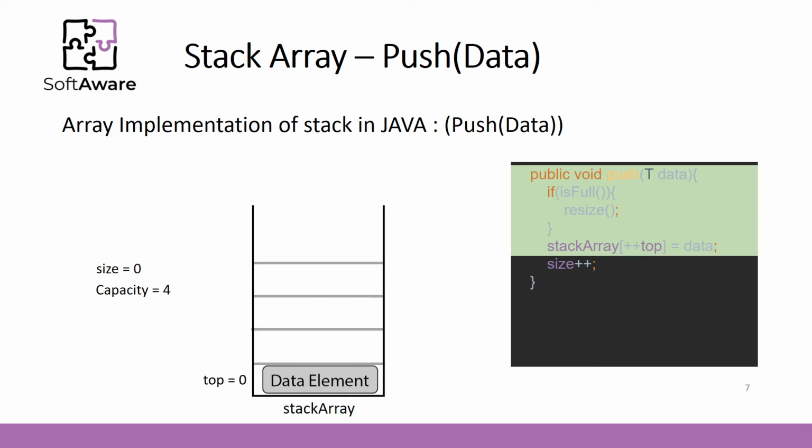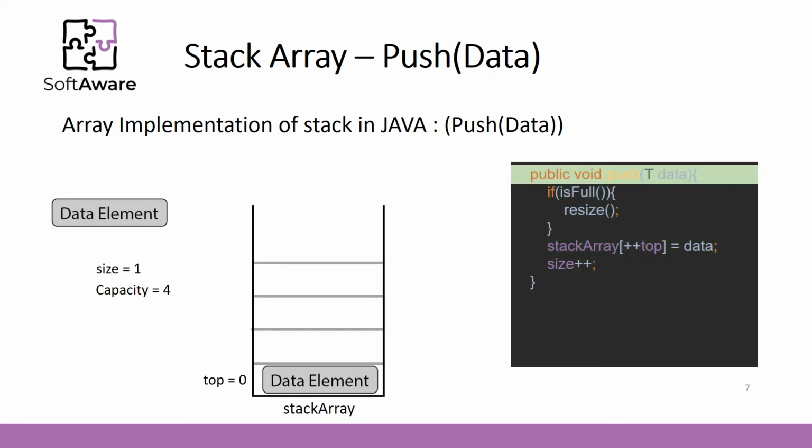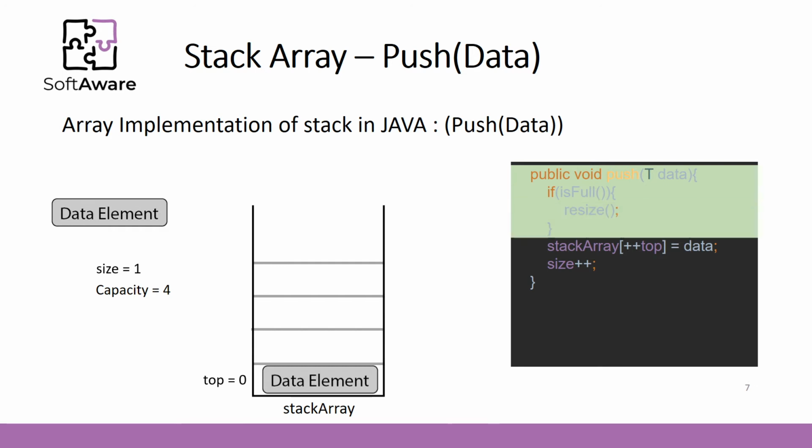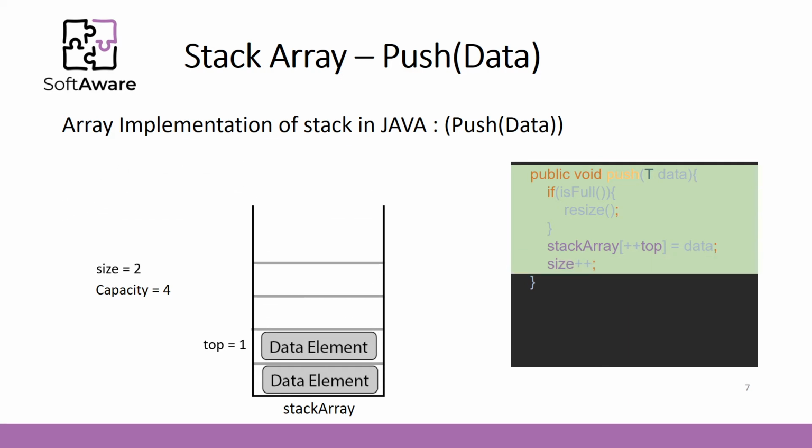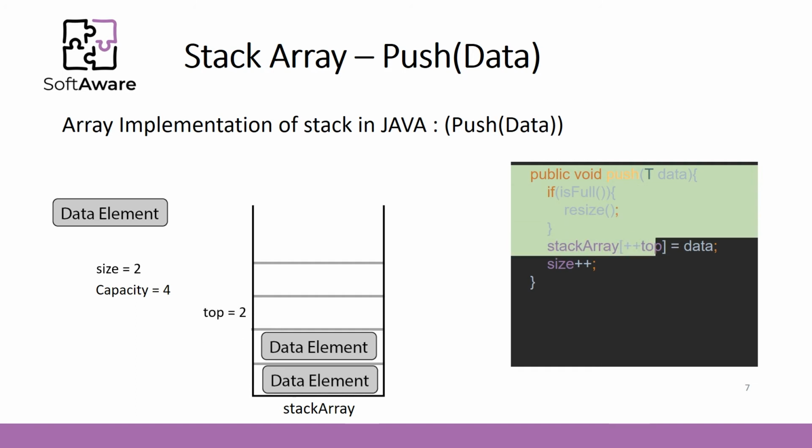Let's repeat the method 2 more times to familiarize ourselves with the flow of the push operation. Again, we increment the top variable by 1, which will now refer to the second index of the stack array, and add the newly created data to that index of the stack array. Increase the size, and so on.